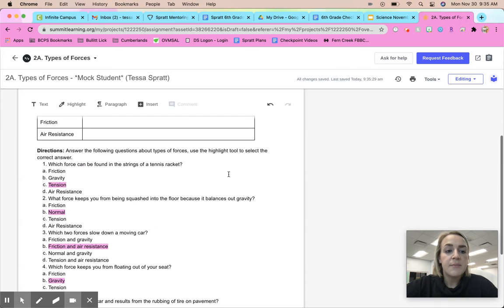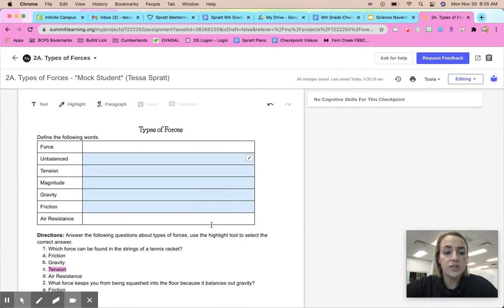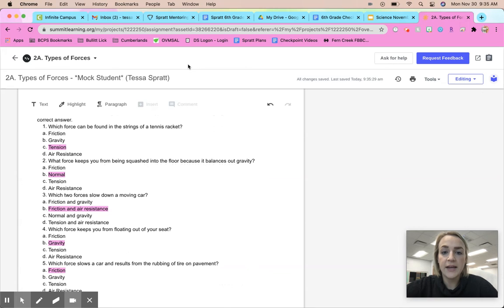All right. Make sure that you fill in the boxes. Make sure that you have the correct words highlighted, and then you can request feedback in the right-hand corner.